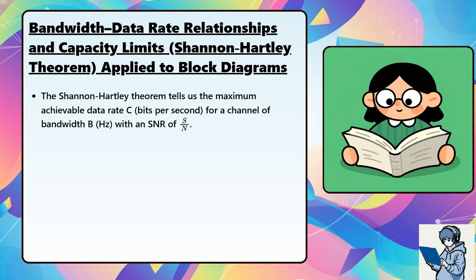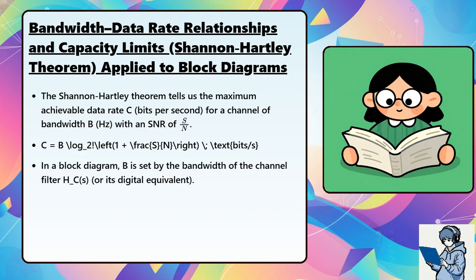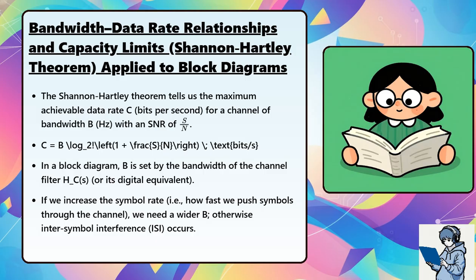The Shannon-Hartley theorem tells us the maximum achievable data rate C, in bits per second, for a channel of bandwidth B Hz with a signal-to-noise ratio of S over N. C equals B times log base 2 of 1 plus S over N, bits per second. In a block diagram, B is set by the bandwidth of the channel filter H_C of s, or its digital equivalent. If we increase the symbol rate, that is how fast we push symbols through the channel, we need a wider B, otherwise intersymbol interference occurs.